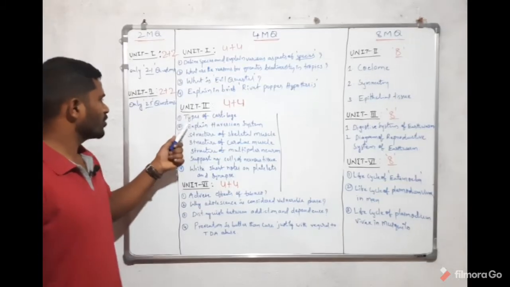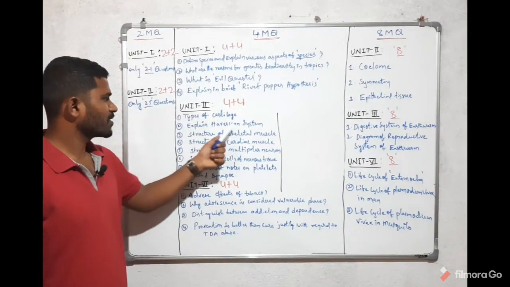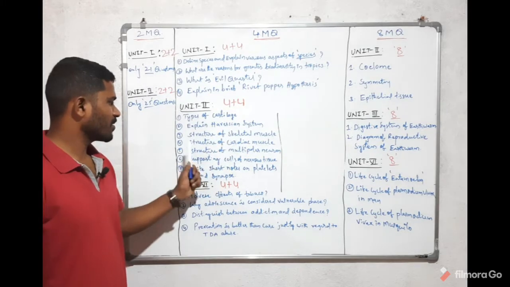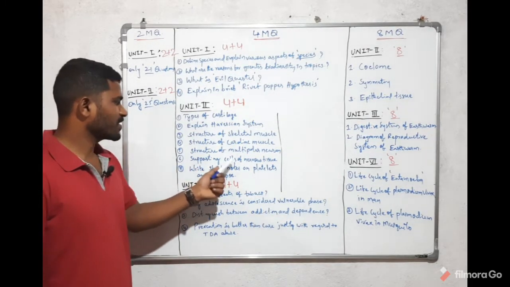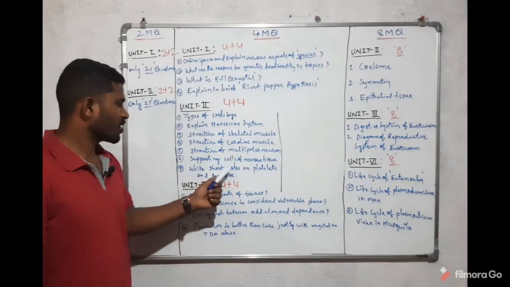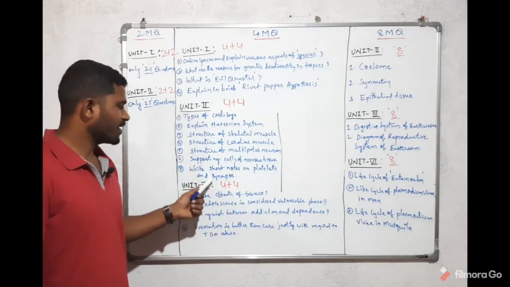Next, from unit 2: types of cartilage, explain the Haversian system, structure of skeletal muscle, structure of cardiac muscle, structure of multipolar neuron, supporting cells of nervous tissue. Also write short notes on platelets and synapse.